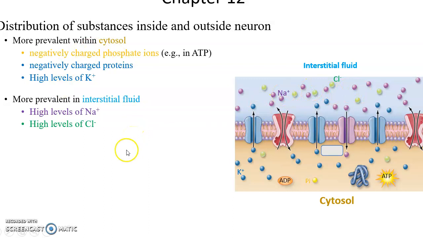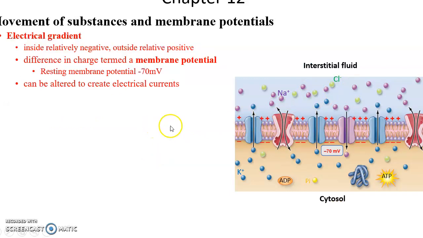Then on the outside, in the interstitial fluids surrounding the neurons, we have high levels of sodium ions, very positive, and also a high level of chloride ions, at least compared to what's inside of the cell. But overall, there's a positive charge on the outside. And this distribution of ions leads to an electrical gradient, where it's overall positive outside of the neuron, overall negative inside of the neuron.